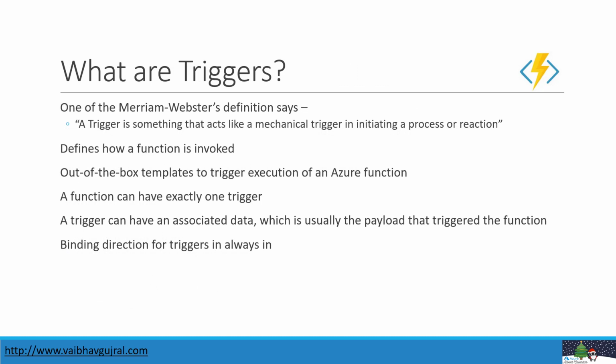One of the Merriam-Webster's definitions says, a trigger is something that acts like a mechanical trigger in initiating a process or reaction. This defines pretty much what an Azure function trigger does. It essentially defines how a function is invoked. Triggers are out-of-the-box templates to trigger execution of an Azure function. A function can have exactly one trigger. A trigger can have an associated data, which is usually the payload that triggered the function.